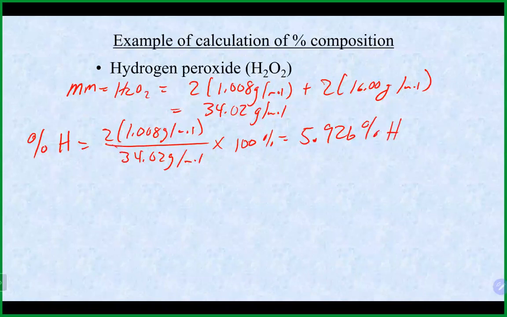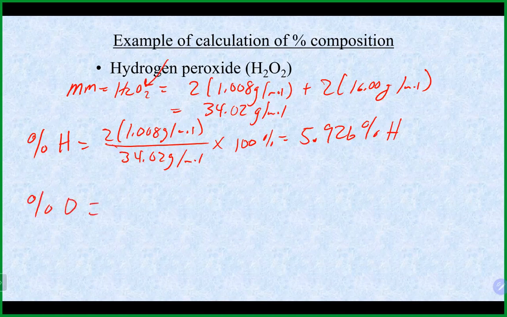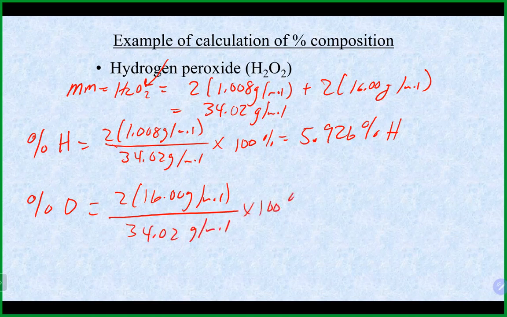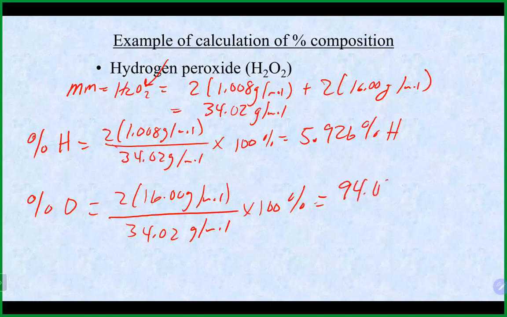Now we'll do the same thing for our oxygen. The percent of oxygen is 2 times 16 grams per mole, as there are 2 oxygens in that compound, divided by the molar mass of the entire compound, times 100%. So taking 32 divided by 34.02 gets us about 94.06% oxygen.